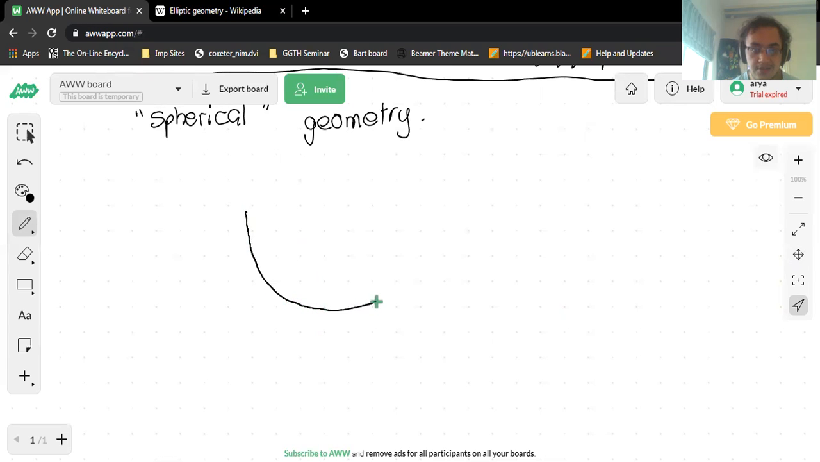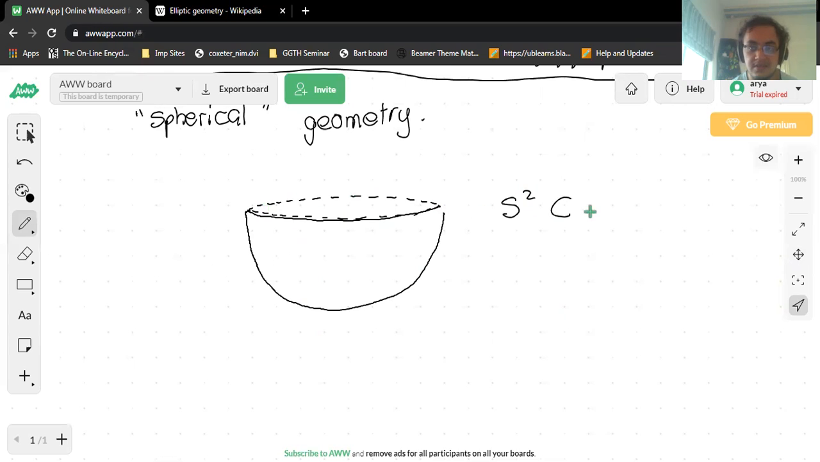So what you do is you consider a hemisphere. I'm just drawing, so consider your sphere S2. This is the unit sphere sitting in R3. Consider its bottom half, so this is a hemisphere.